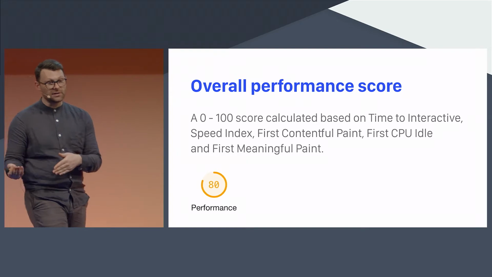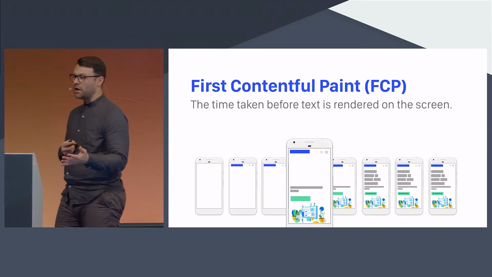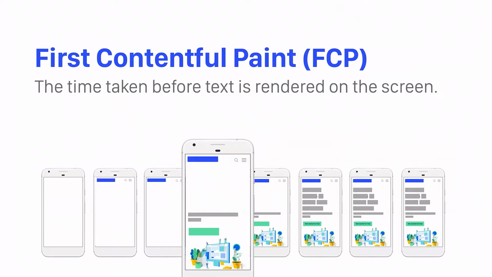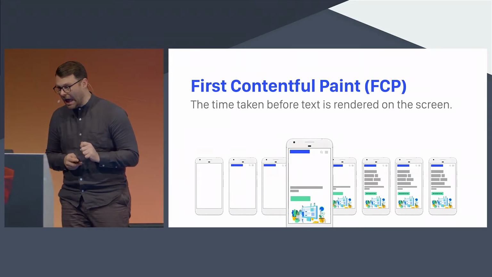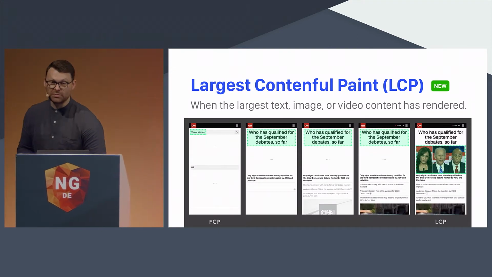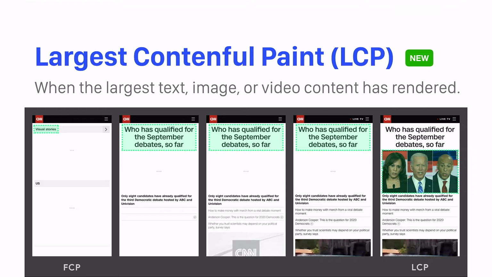Once you've got your time to interactive low, so you've made your JavaScript main thread fast, then you can start to look at the paint characteristics of your page. If you're a content site and maybe you have great JavaScript performance, but your pages are taking a little while to become fully rendered, you could maybe use a metric like first contentful paint, which is the time it's taken before text is rendered to the screen. However, there is a brand new metric that's built into Chrome Canary as of last week called largest contentful paint.